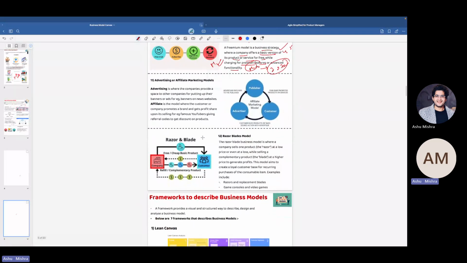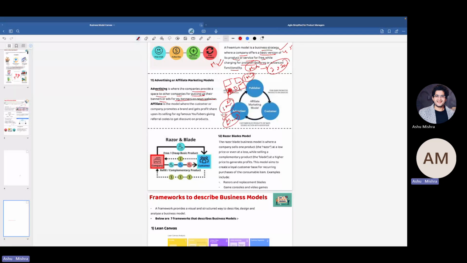Now coming to the affiliate or advertising marketing model. Now what is the advertising model, guys? Let's say there is an organization which has 1 million impressions on a daily basis. So their web page is divided into multiple small placeholders. If you rent out this placeholder, then 1 million impressions are for sure visible to any brand that comes in and endorses it, right? So this is called the advertising model, where companies provide a space to other companies for putting up their banners or ads, for example, banners on news websites or ClickBuzz websites or popular websites, right?